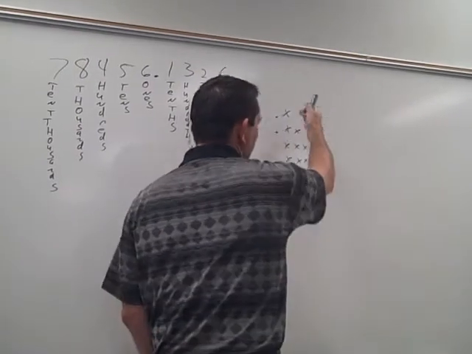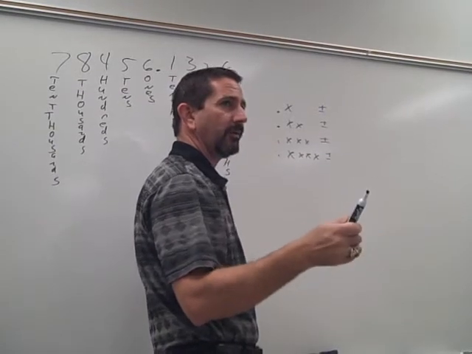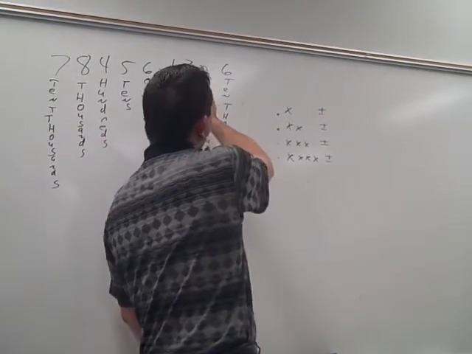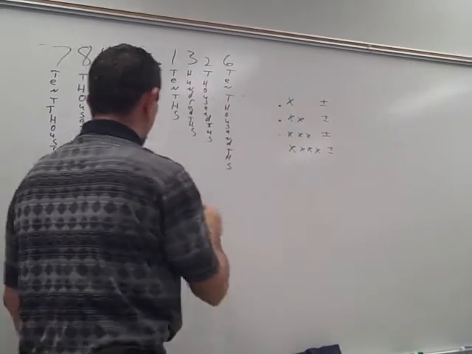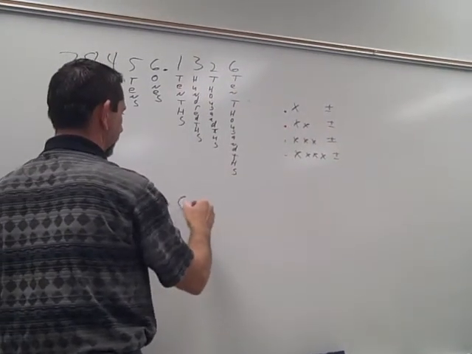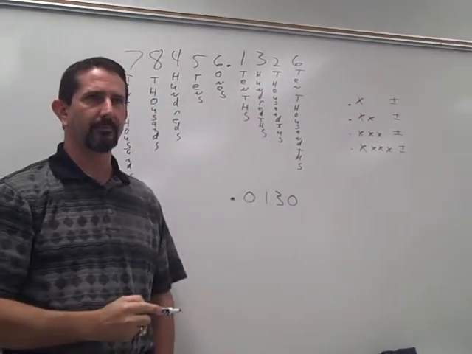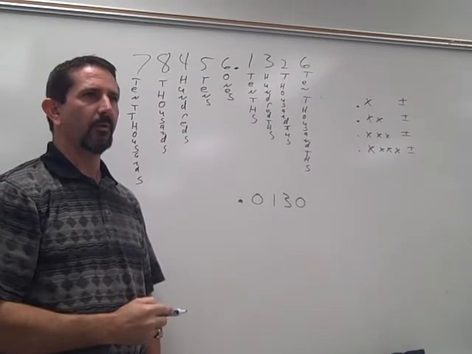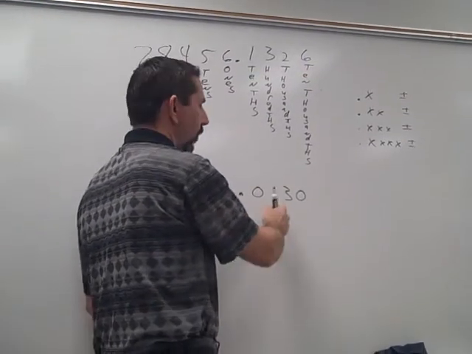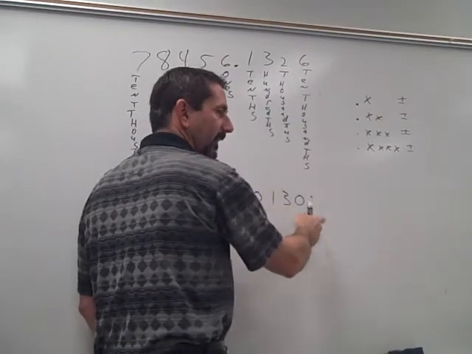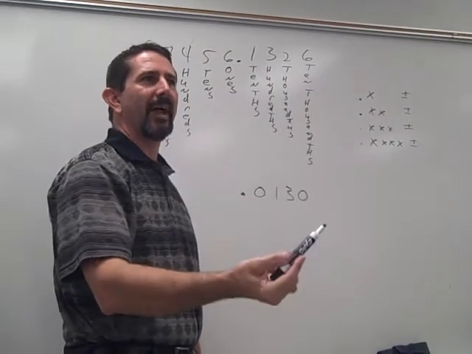So we need to understand, and this is the most important part of understanding this, is how we speak. So we have tens, hundreds, thousands, 10,000s. If I gave you the number 0.0130, you would tell me that you have what? 130 10,000ths. You always go to the last decimal place.